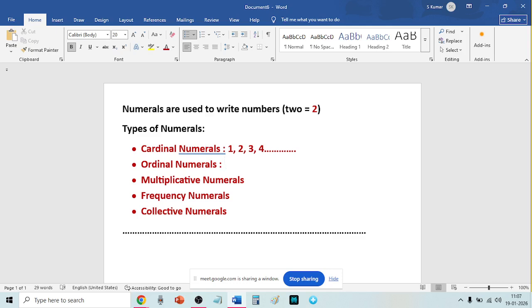These are cardinal numerals. Then ordinal numerals mean order. How do you write order? First, second, third, fourth. When it comes first, second, third, fourth, fifth, this is order. We call it ordinal. So 1 would be cardinal, first would be ordinal. 2 is cardinal, second is ordinal. 3 is cardinal, third is ordinal. Got it?